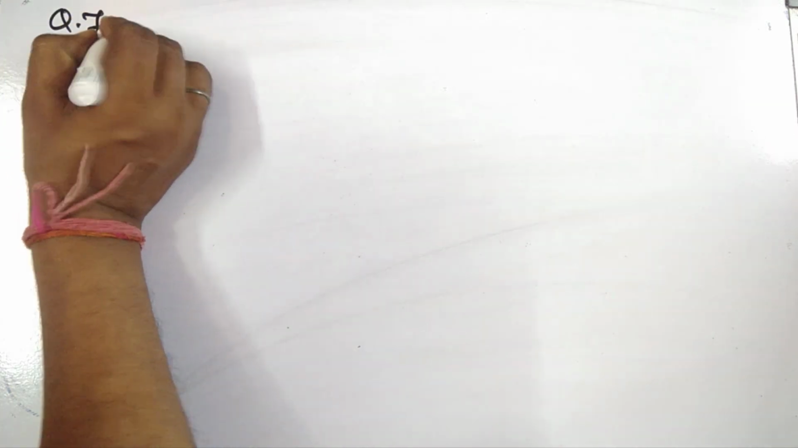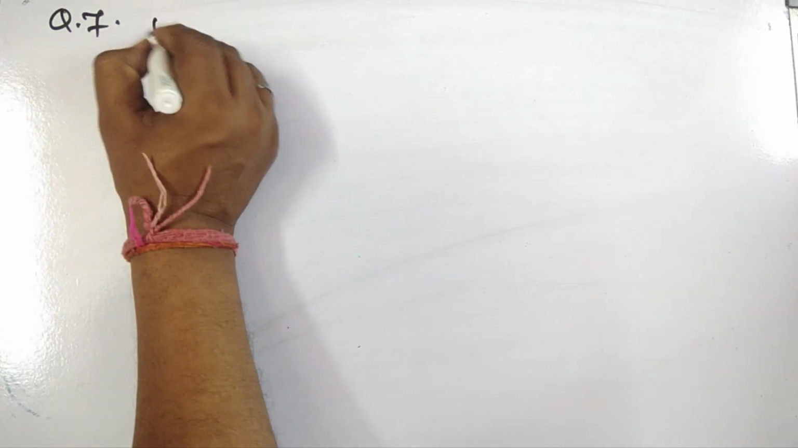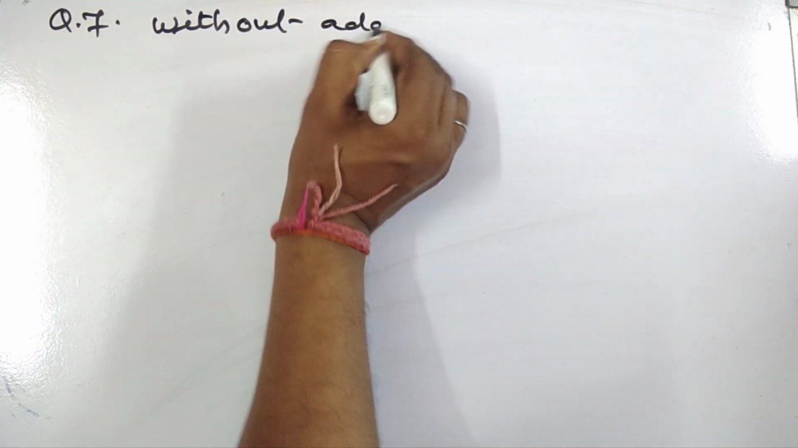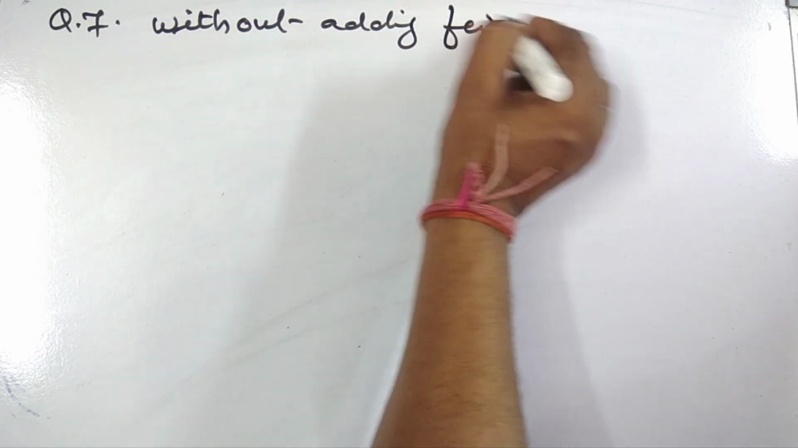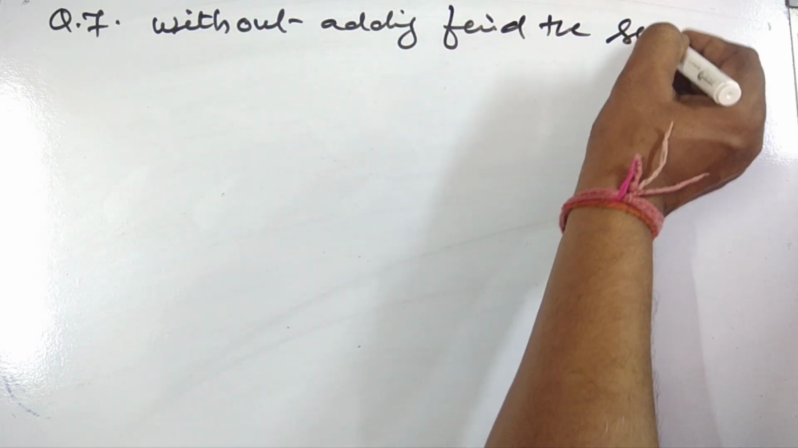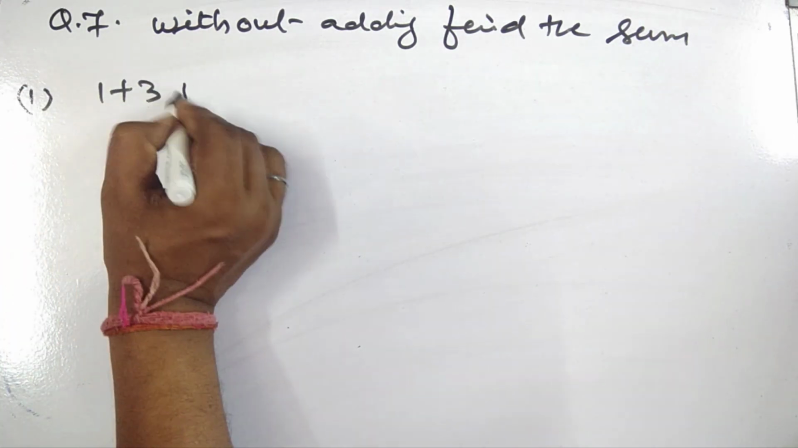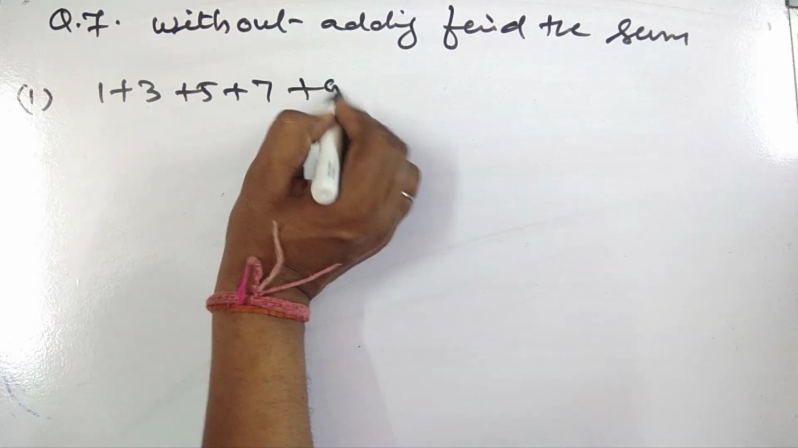Question number 7, students. Express. Question number 7. Without adding, find the sum. Students, first one: 1 plus 3 plus 5 plus 7 plus 9.